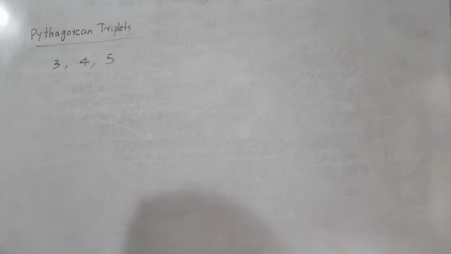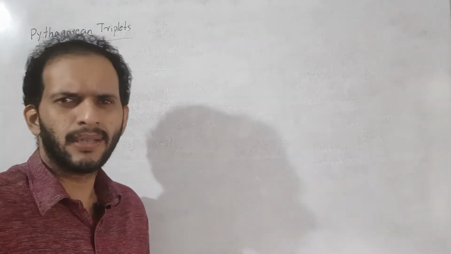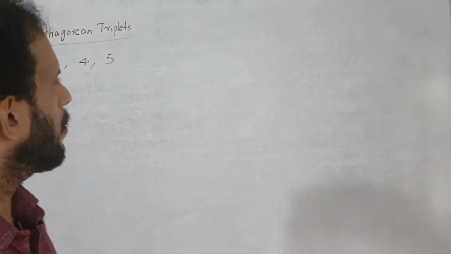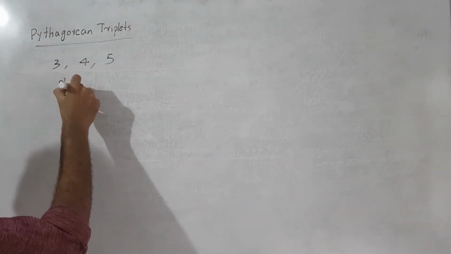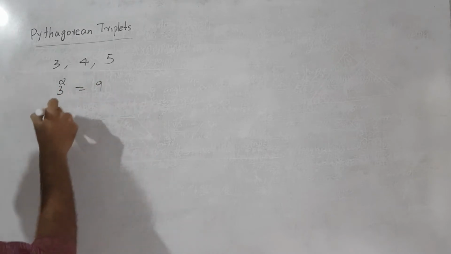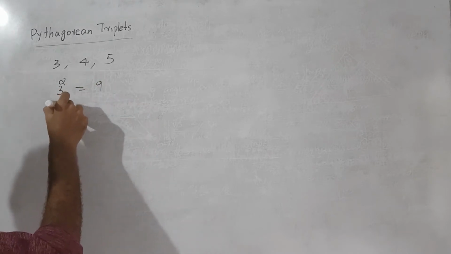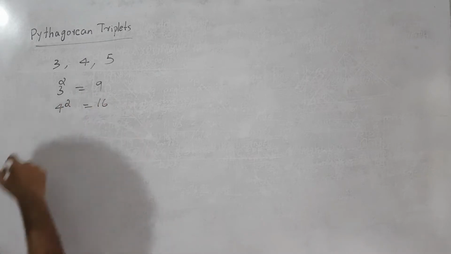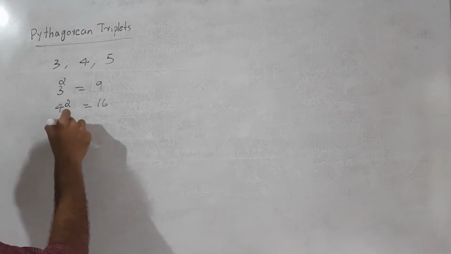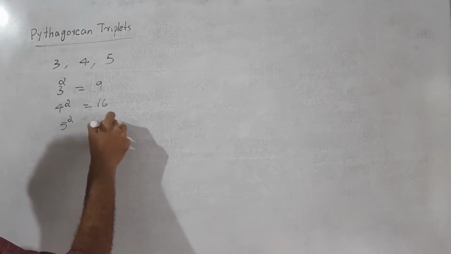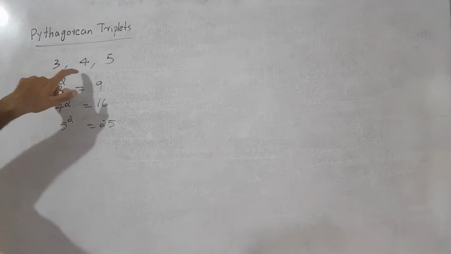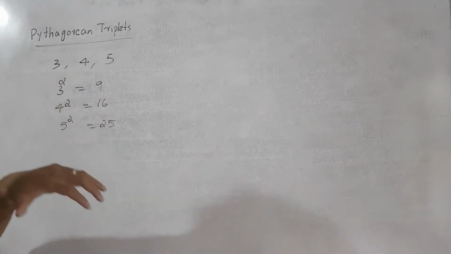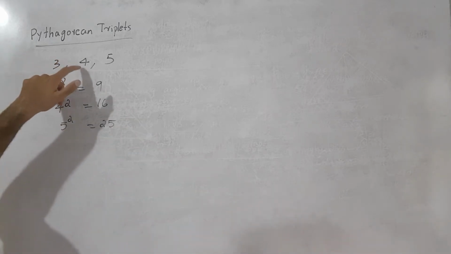For example, the numbers 3, 4, 5. The numbers 3, 4, 5 are Pythagorean triplets. Why? Because 3 square is equal to 9, 4 square is equal to 16, and 5 square is equal to 25. Correct? Then what are the smallest numbers in this case? The smallest numbers are 3 and 4. So we add the square of 3 and the square of 4.